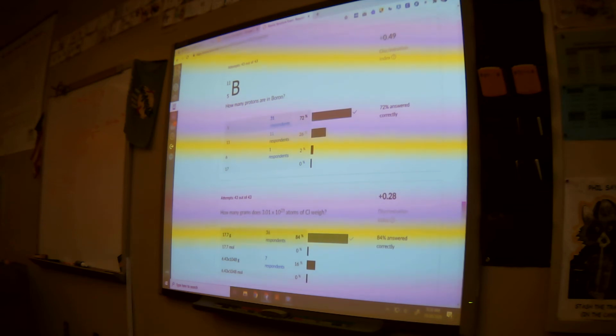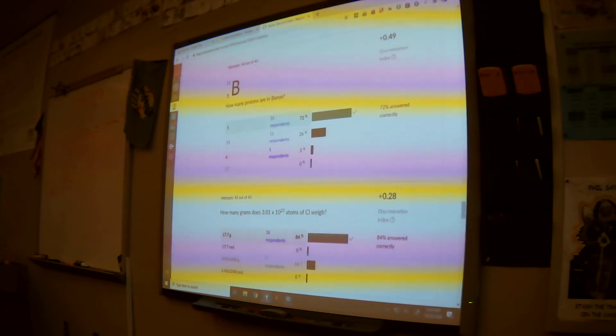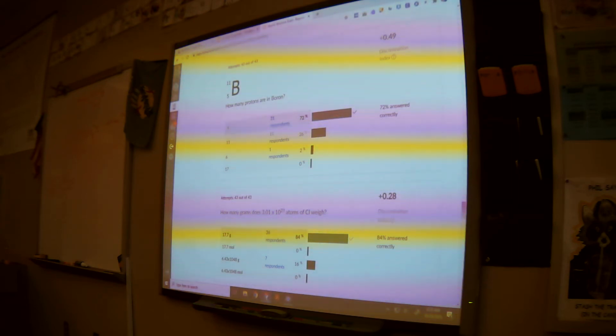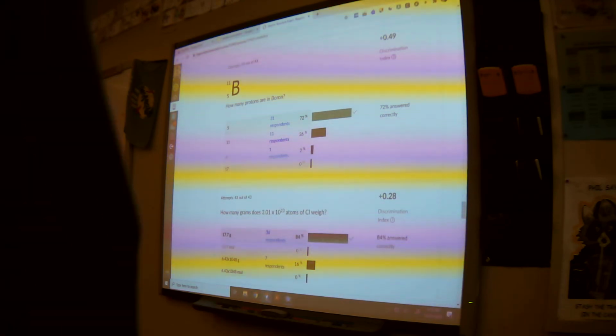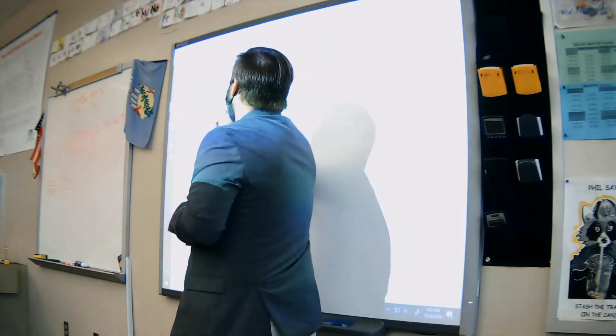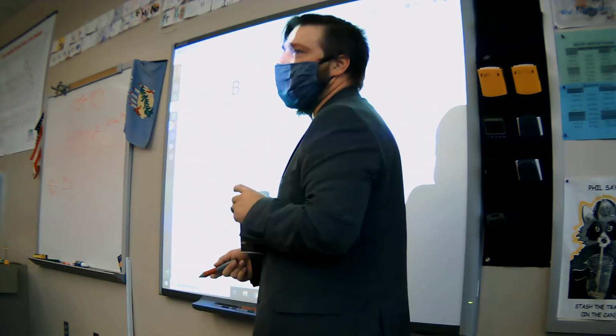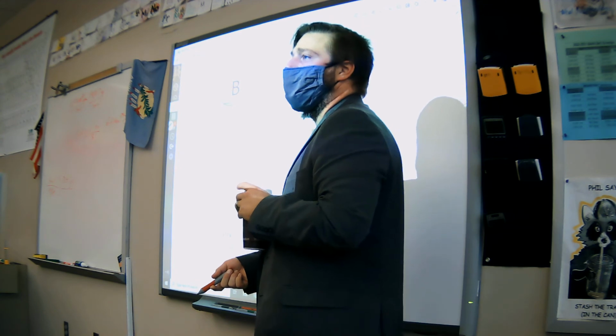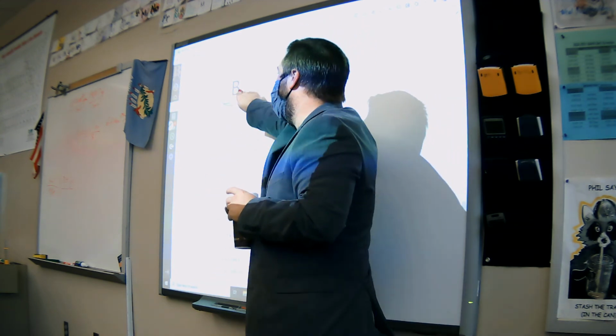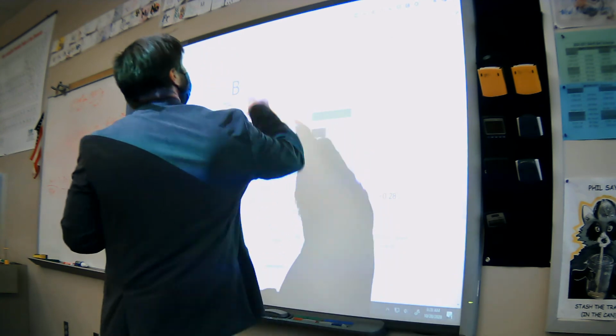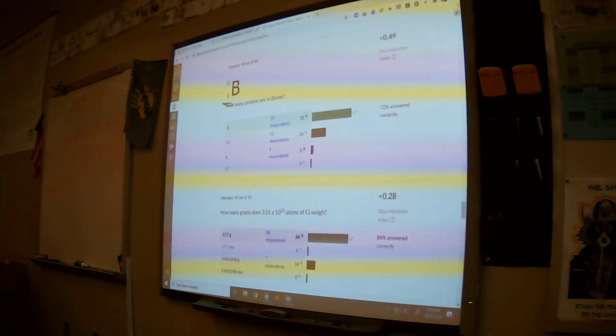How many protons are in boron? There's 2 ways of figuring this out. What are the 2 ways you can get for this one? What's one way we can figure out the number of protons? It says it on the bottom. Yeah, it's on the bottom. Right? This bottom number is number of protons. Right? What's another way? Look at the periodic table. Find B for boron. And look at that number there.